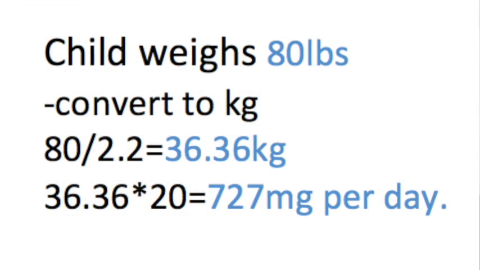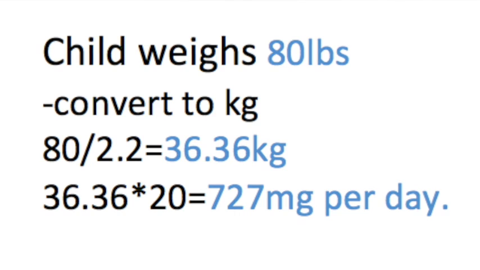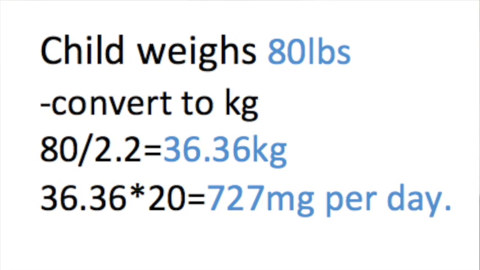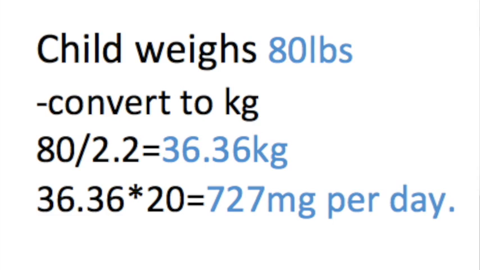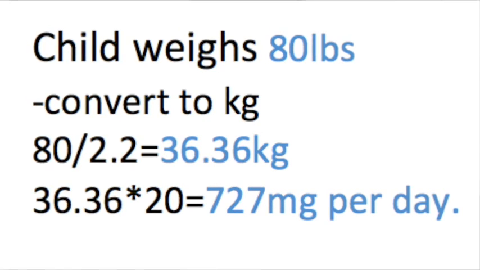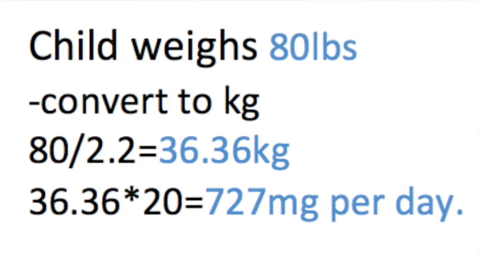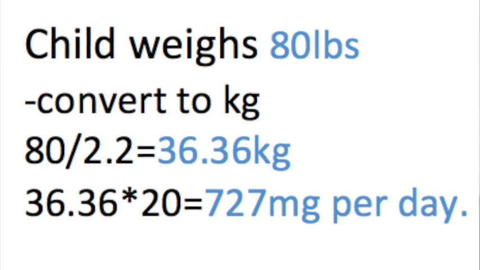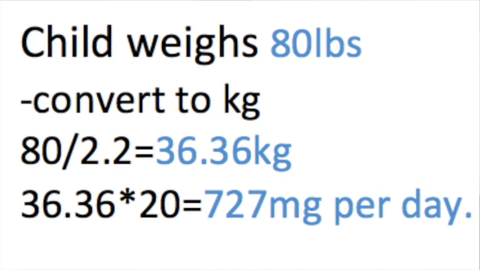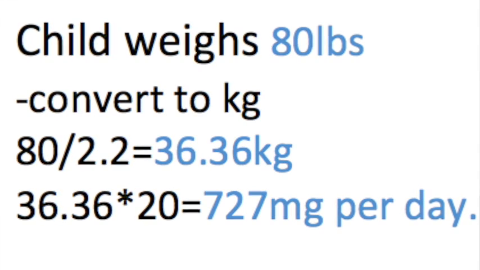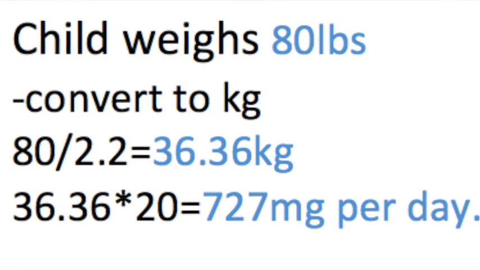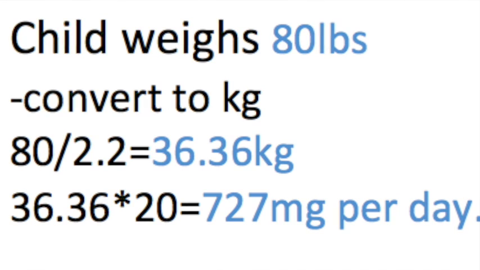It's really simple. You just convert pounds into kilograms, and then from that kilograms, you times that by 20. A child that weighs 80 pounds, convert that to kilograms, which is 36.36 kilograms, and then you times that by 20, which is equal to 727 milligrams per day. There may be an easier way to do this. I think you can contact the pharmacies and they are able to do the calculations themselves. But this is how you would calculate milligrams per kilogram.